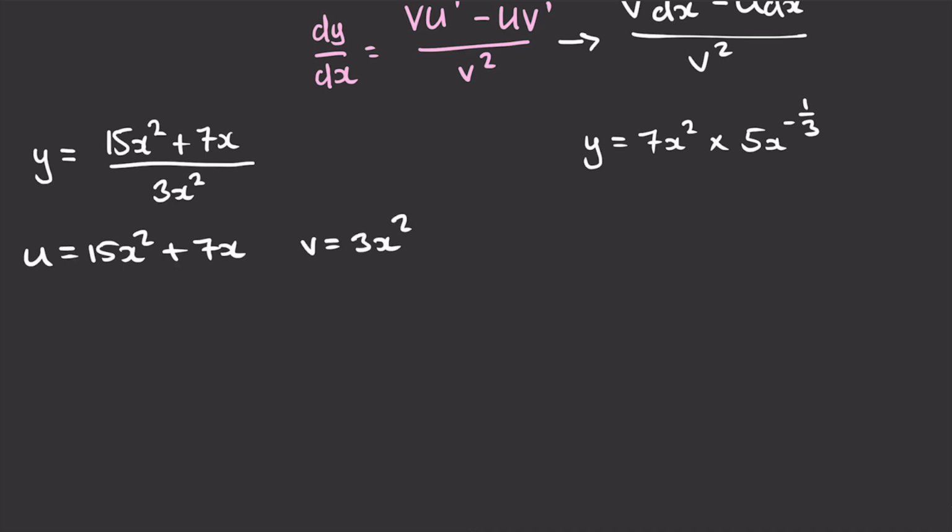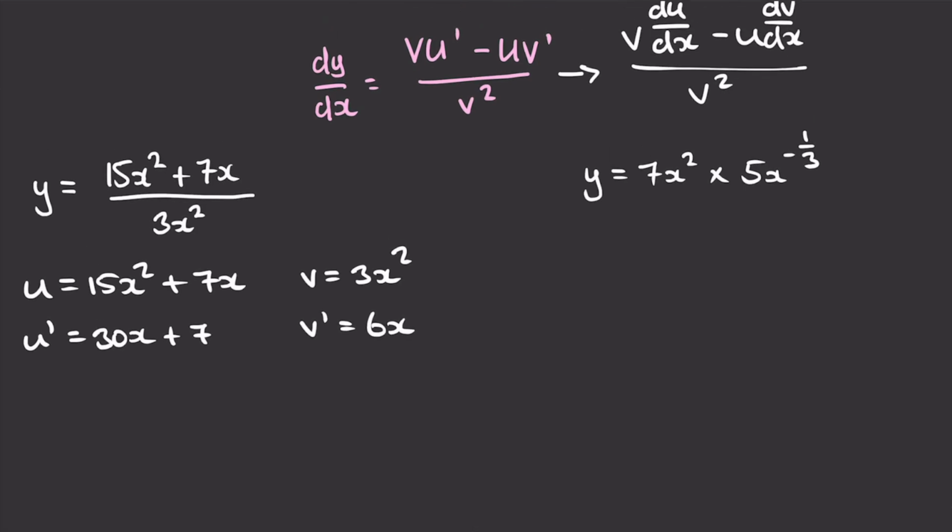Now we want to differentiate both of these so we can plug everything that we found back into the general formula, right? So we'll differentiate the u bit first with respect to x. It'll be 30x plus 7, and differentiating v, it'll be just 6x. Now we have all 4 of these bits, we can plug them into this general formula here. So I have v, which is 3x squared, multiplied by u prime, which is 30x plus 7. You can put all those in brackets, just to be clear. And then we have subtract uv prime.